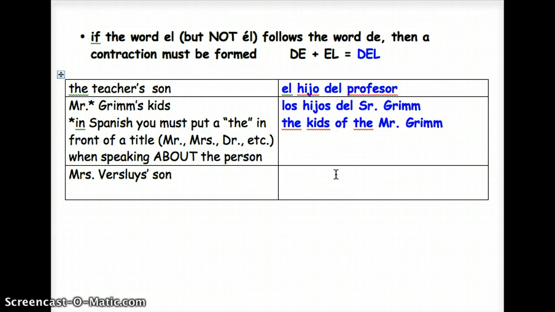Mrs. Versluis's son. The son of Mrs. Versluis. El hijo de, now remember, I'm a woman, so you would not say el señora. You'd say la señora Versluis. And here we'd have no contraction because it is not el that follows the de. You can easily hear where de ends and la begins. El hijo de la señora Versluis.